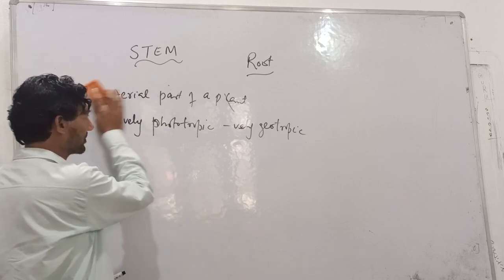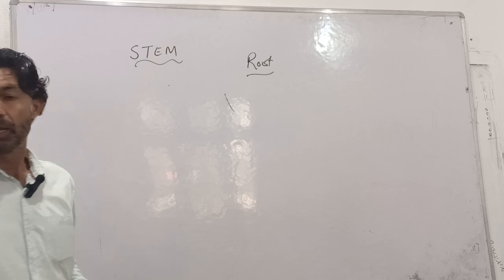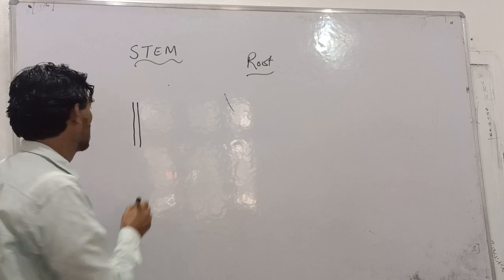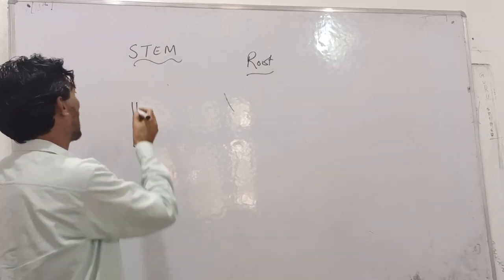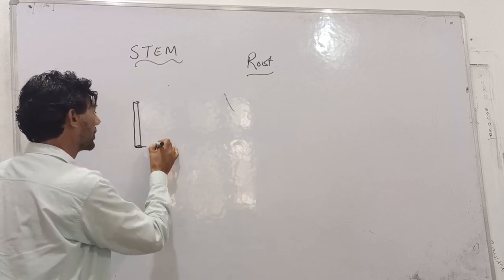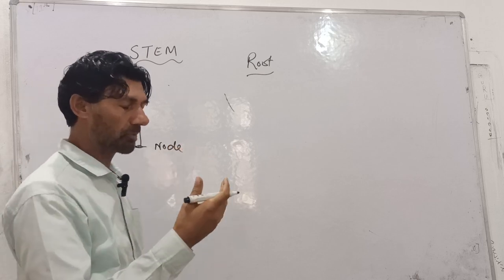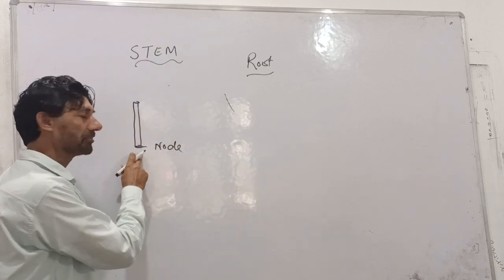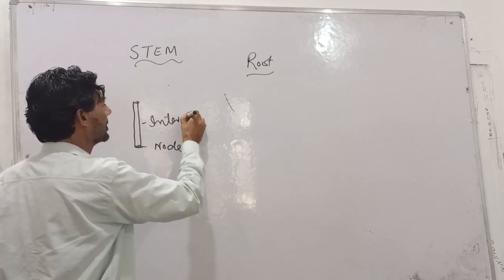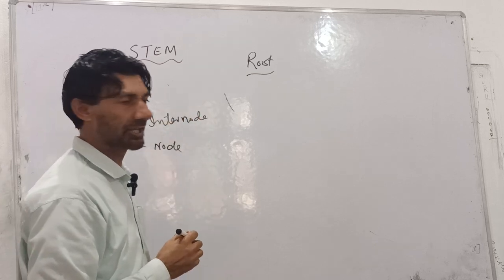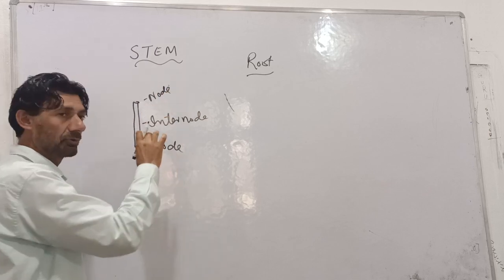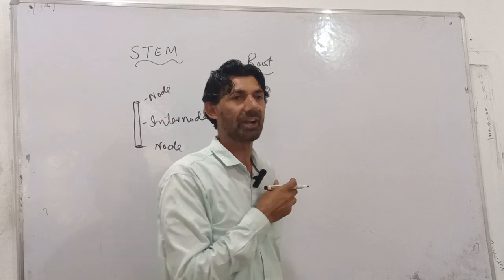If you look at a stem, it shows jointed parts. One part is called a node. Between two nodes it is called an internode. Suppose this is one node and this is another node; the part between them is called the internode.